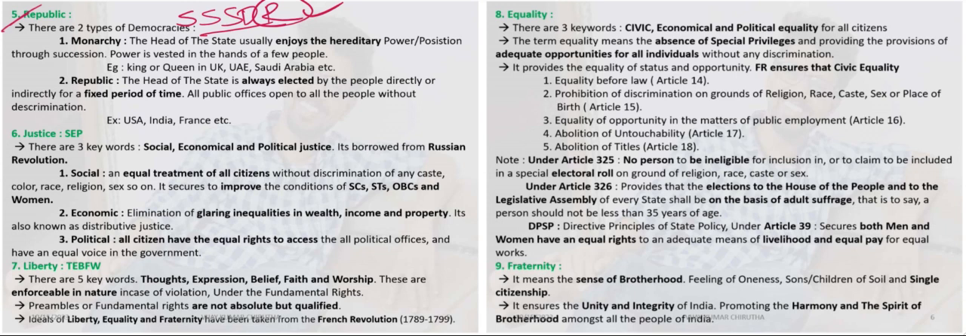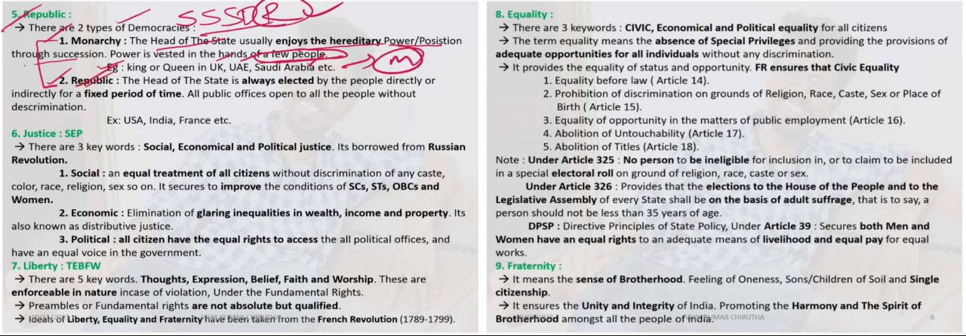So republic. There are two types of democracies existing in the world, as we know. One is the monarchy system, another one is the republic system. Monarchy system means the head of the state usually enjoys the whole hereditary power or position through succession. Power is vested in the hands of only a few people. For example, the king or queen in the UK, UAE, Saudi Arabia. These countries are following the monarchy system.